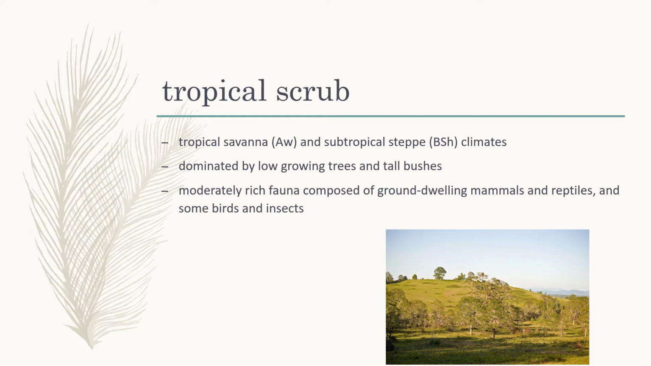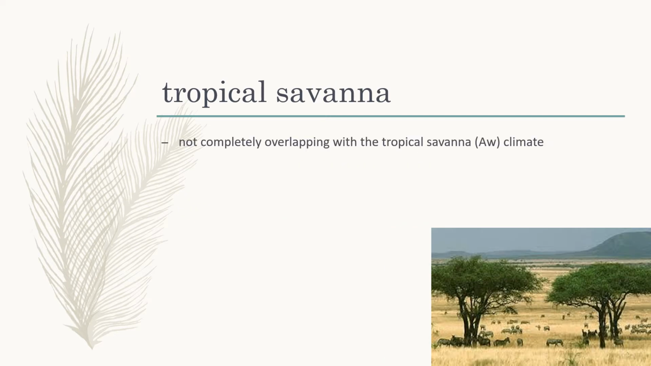Despite its name, the tropical savanna region does not completely overlap with the tropical savanna climate. It is dominated by tall grasses and can contain spread-out trees and bushes.